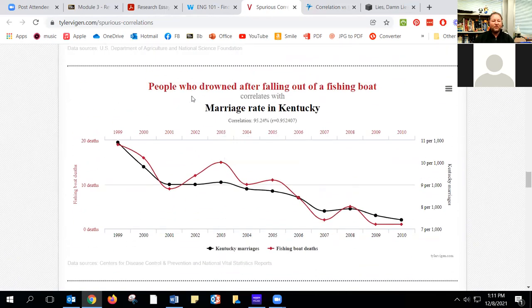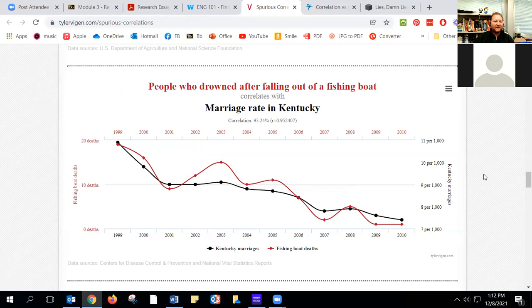People who drowned after falling out of a fishing boat correlates with the marriage rate in Kentucky, right? So, as fewer and fewer people drown after falling out of a fishing boat, fewer people get married in Kentucky. Does that mean that they were going to marry someone that was in the fishing boat and now they can't because they're dead? No, of course not. There is no causation between the two. They just correlate. They seem to happen at about the same rate, right? But you could use data like this to convince someone that when a lot of people fall out of a fishing boat and drown, a lot of people are getting married in Kentucky, right? Because look, the data proves it. It's right there, but it doesn't. It's correlation, not causation.